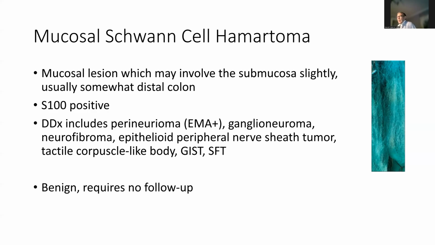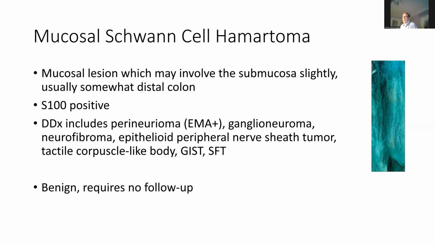Well, what is a mucosal Schwann cell hamartoma? Well, these are, as we've seen, a mucosal lesion, which can occasionally involve the submucosa, and they're usually located somewhat distally in the colon. Most of the time we see these in older patients because that's the population that's being screened, but probably they're present from a much younger age as well.